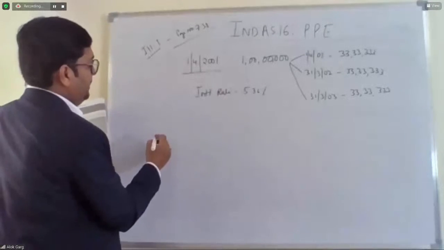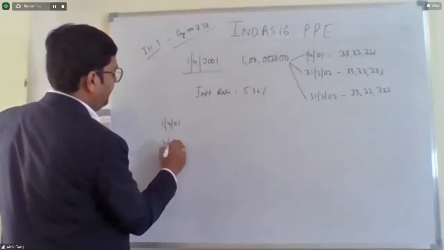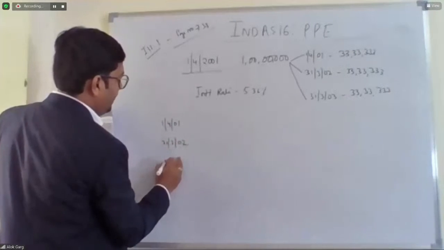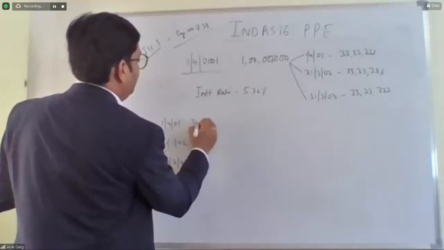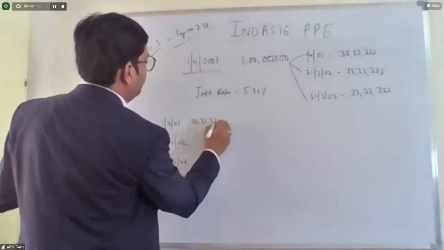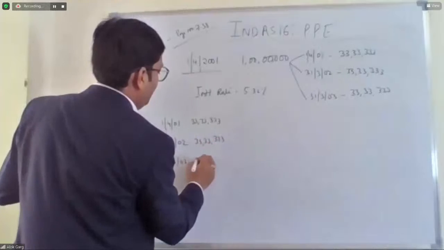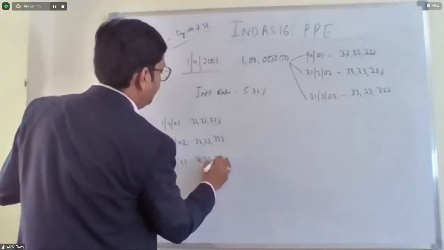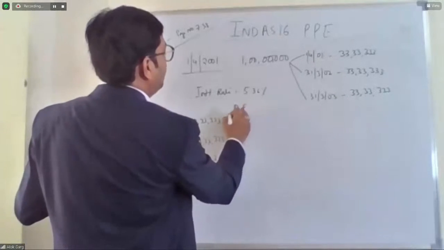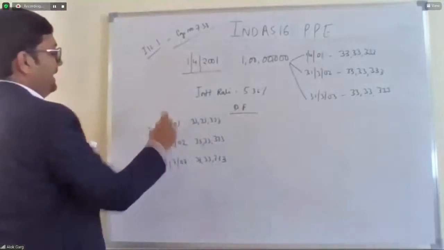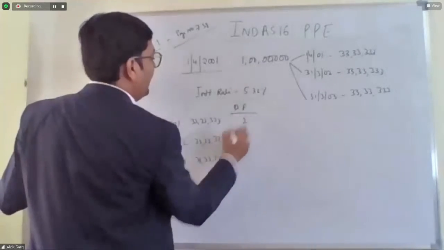There are 3 payments. The first payment is 1st April 2001. The second one is 31st March 2002. The third one is 31st March 2003. Each is 33,33,333. So what is the discounting factor? This payment has to be made on the same day when the company is purchasing the property. So the discounting factor is 1.